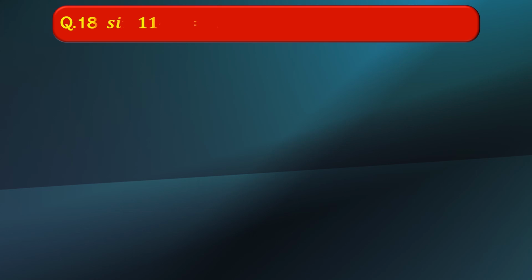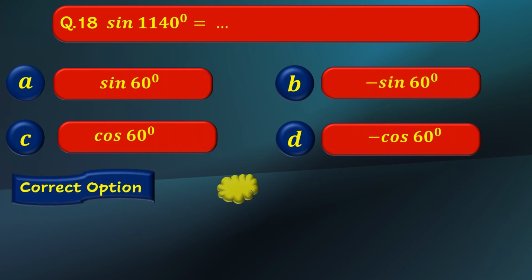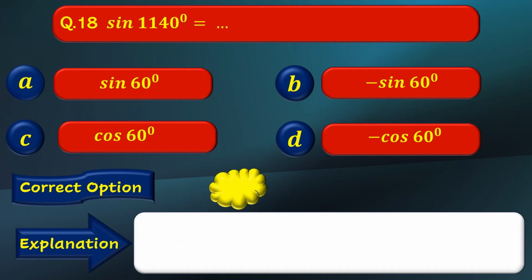Question number 18. Sine of 1140 degrees is equal to, and the options are, let's find out which one is the correct option. But before that, let's explain it. We divide 1140 degrees by 90 degrees, and after dividing it, we get 1140 degrees is equal to 12 into 90 degrees plus 60 degrees.